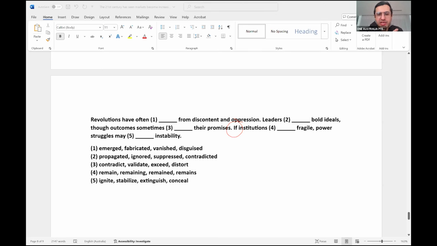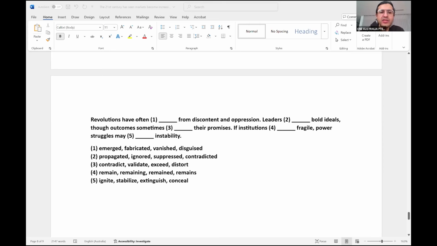Now if is a conditional statement. If this happens, then that will happen. If institutions dash fragile. Remain. Institutions is plural ending with S, so the verb after it will not end with S. So the correct answer will be remain. What is the meaning of fragile? Weak. Fragile means very delicate, very weak and delicate. You must have seen at airports, fragile, handle with care. So that means fragile, weak.